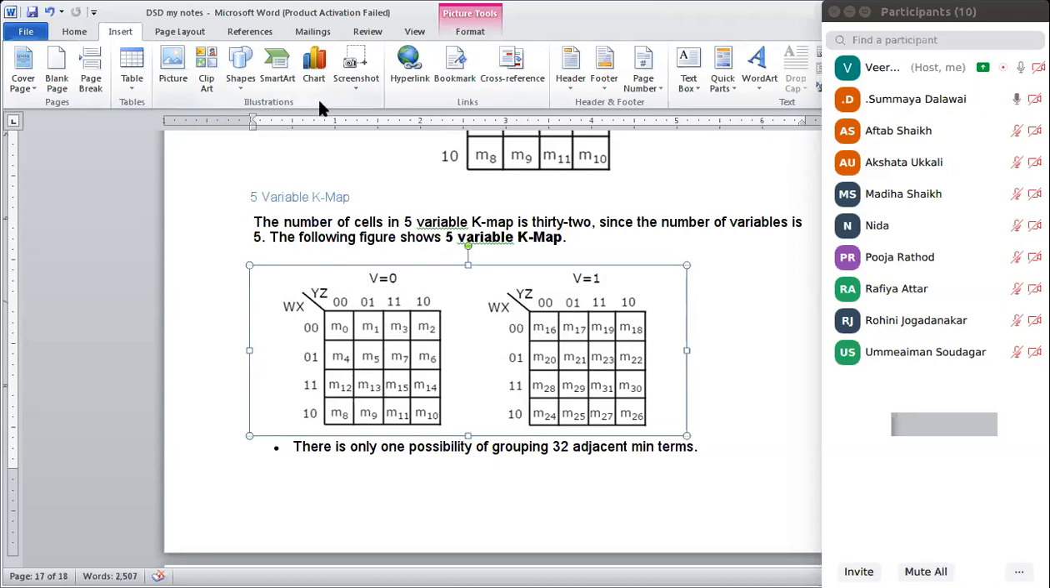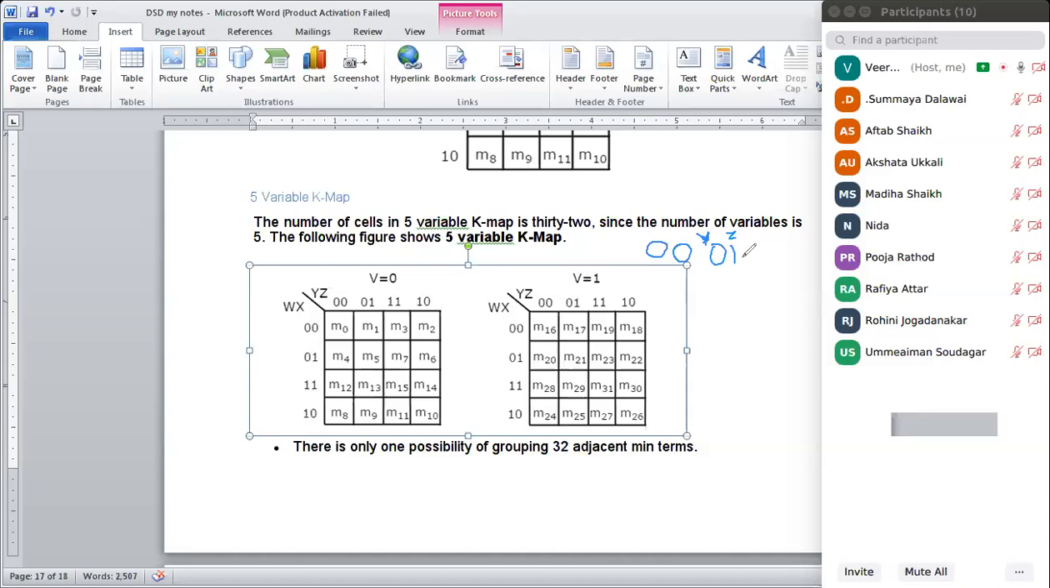Sir, can you please repeat why 11 is before 10? To save the transitions, that is the main purpose. So as I said, this is 0 0, y and z is 0 0. For the next term, I will write 0 1. Here, y is remaining the same, only the z value is changing. So the transition is only one variable transiting from 0 to 1.